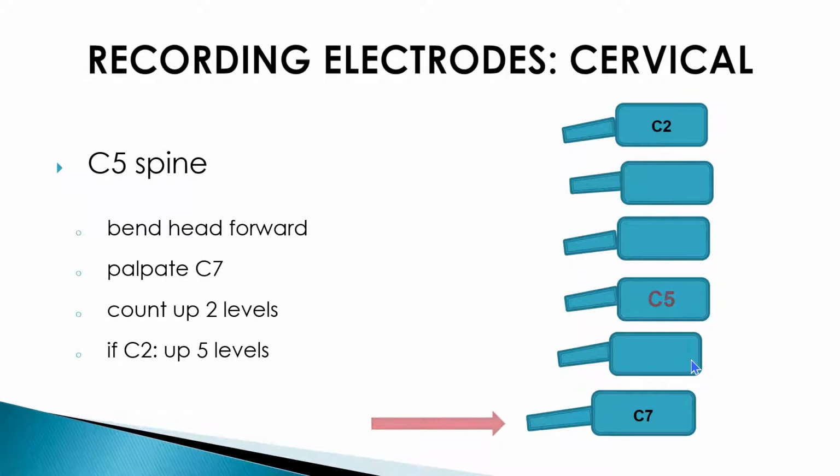C5 spine electrode, you have the patient bend their head forward, and if they're laying on the cart, this is a little harder to do, especially if they're supine. But if so, just reach your hand under there and palpate the most prominent spinous process, and that's typically C7. And you use your fingers to count 2 levels up. That's where you're going to be placing your C5 electrode.